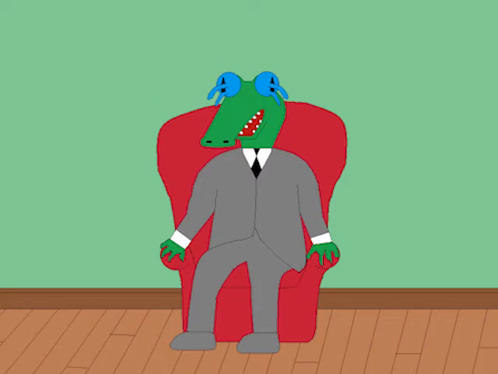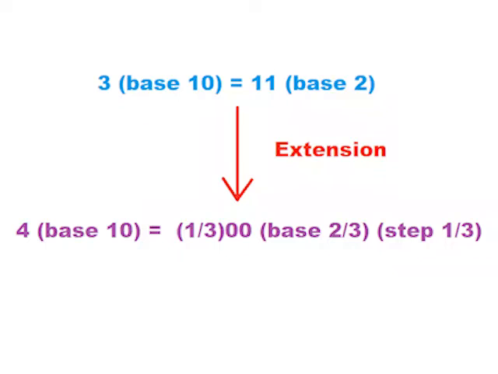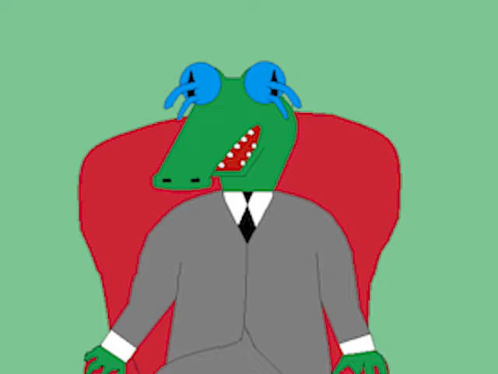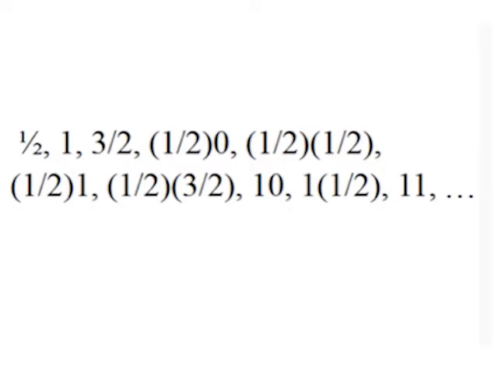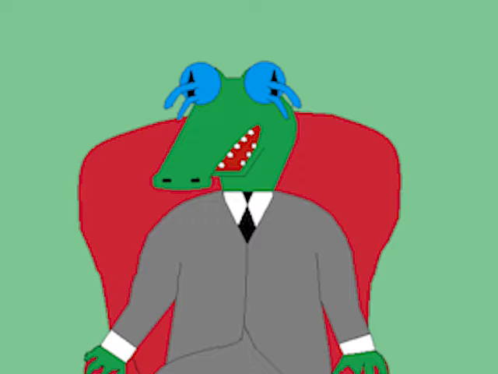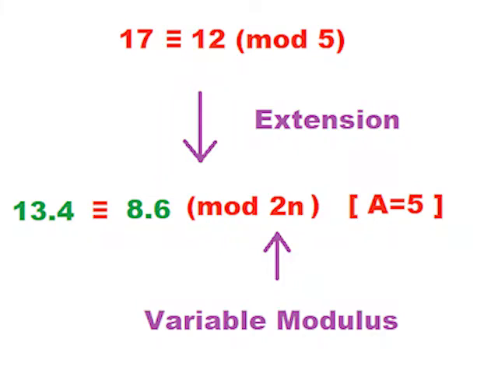11 years ago, I made a video where I extended the concept of writing numbers in whole number bases to writing numbers in fractional bases as well. This enabled me to write numbers with fractional digits, not just whole number digits. Here is a picture of the numbers 1 through 10 written in base 2, step 1/2. Now I would like to do something similar today. I would like to extend modular arithmetic to where the modulus can vary.